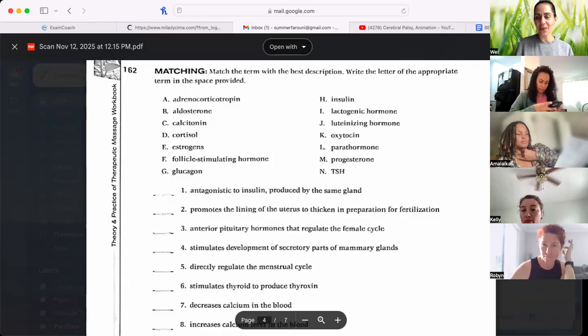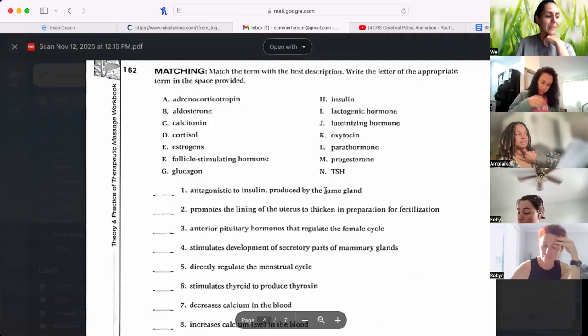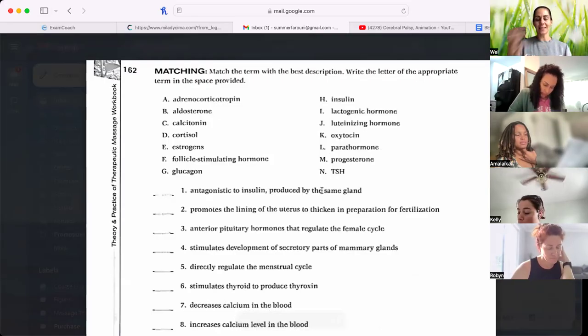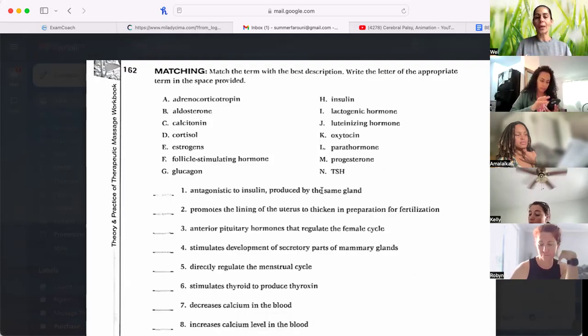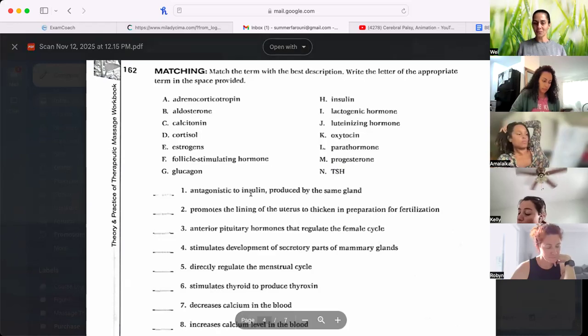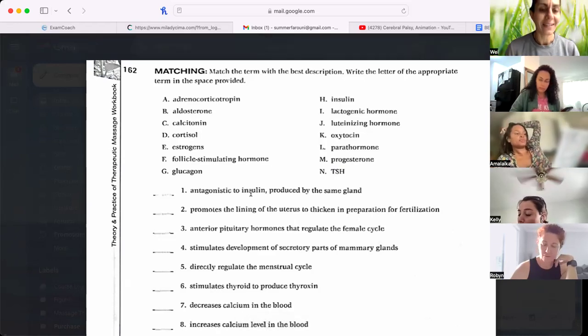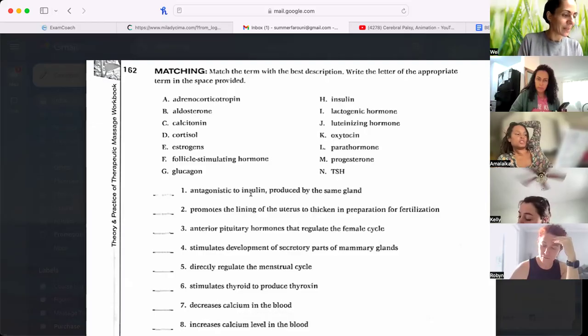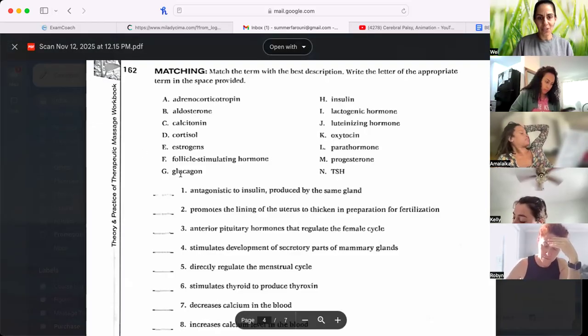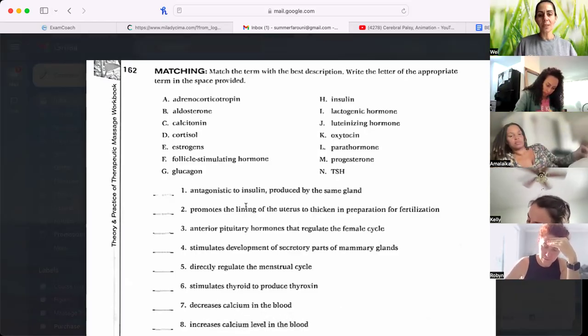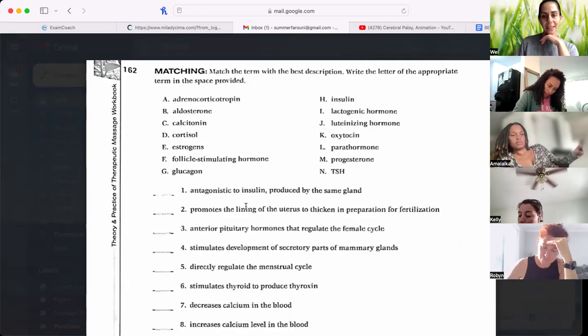Marlene, you want to start with number 1? Or it doesn't have to be any person. Let's see who gets it. Antagonistic to insulin, produced by the same gland. You know how we have muscle agonist, antagonist, so it does the opposite. Which one does the opposite of insulin? Glucagon. Correct, glucagon is the one. Letter G. Okay. Number 2, promotes the lining of the uterus to thicken in preparation for fertilization. Which one did you say this one was?